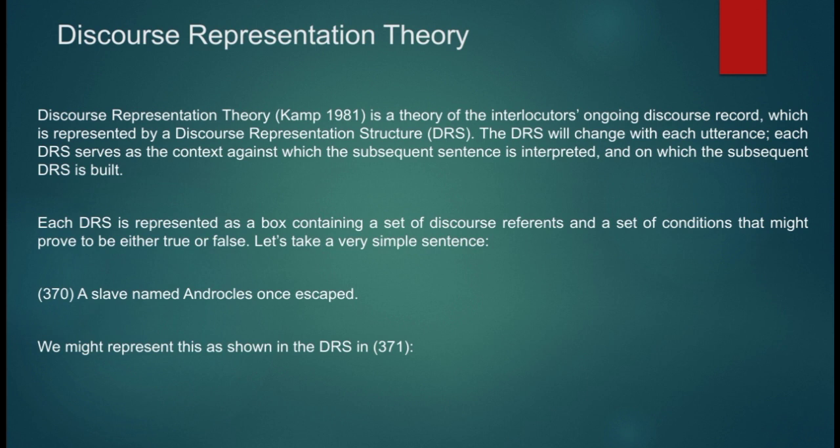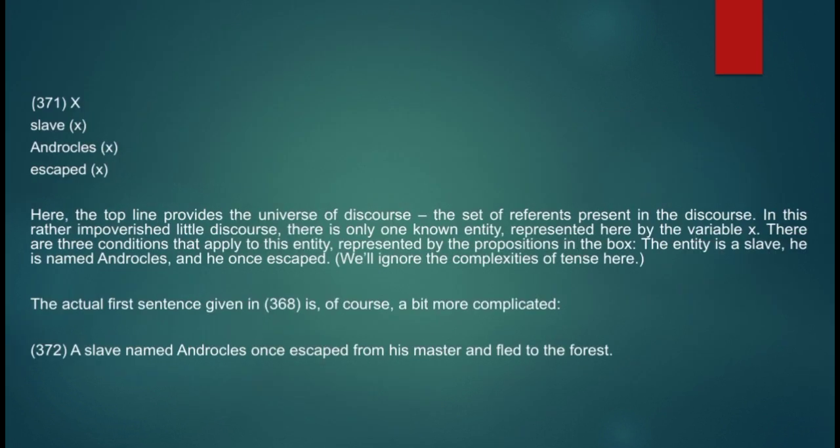In 370, a slave named Androcles once escaped. We might represent this as shown in the DRS in 371. So in 371 is the variable x, slave x, Androcles x, and escape x. Here, the top line provides the universe of discourse, the set of referents present in the discourse. So in this rather impoverished little discourse, there is only one known entity, represented here by the variable x. There are three conditions that apply to this entity, represented by the propositions in the box.